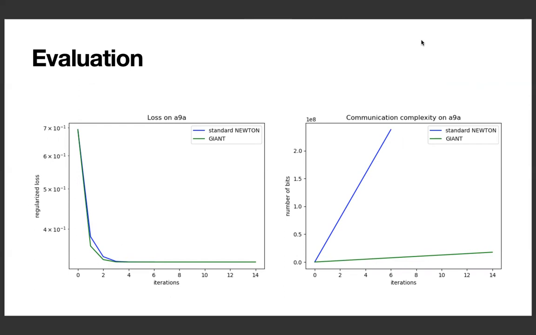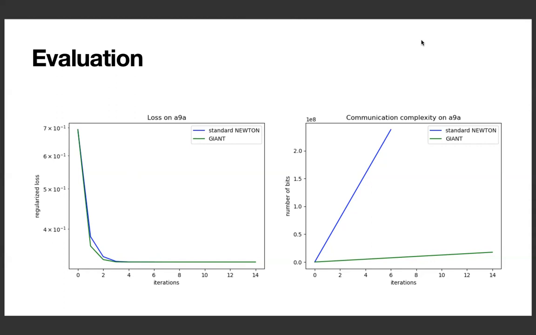First, looking at the loss progress on the left-hand side, the two methods are almost identical. Standard Newton finds the solution in 6 iterations, while GIANT finds it in 14 iterations. GIANT is a little slower because it uses an approximation, but they are comparable, as you can see.